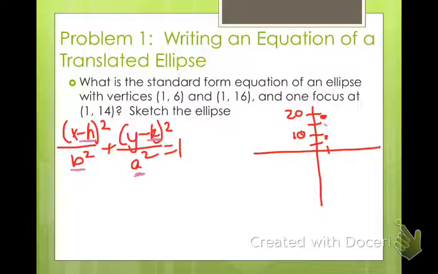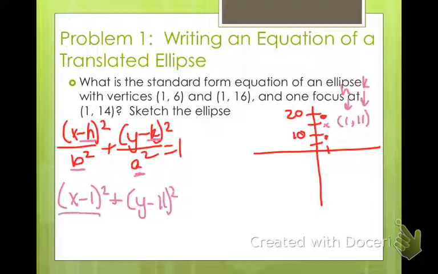The center is going to be halfway between your vertices. What is that point? Well, the point that's halfway between (1,6) and (1,16) would be the point (1,11), because 11 is 5 units away from 6 and 5 units away from 16. So that's going to be our center. We're going to plug this in as our h value and our k value. Okay, so we've got x minus 1 squared and y minus 11 squared.